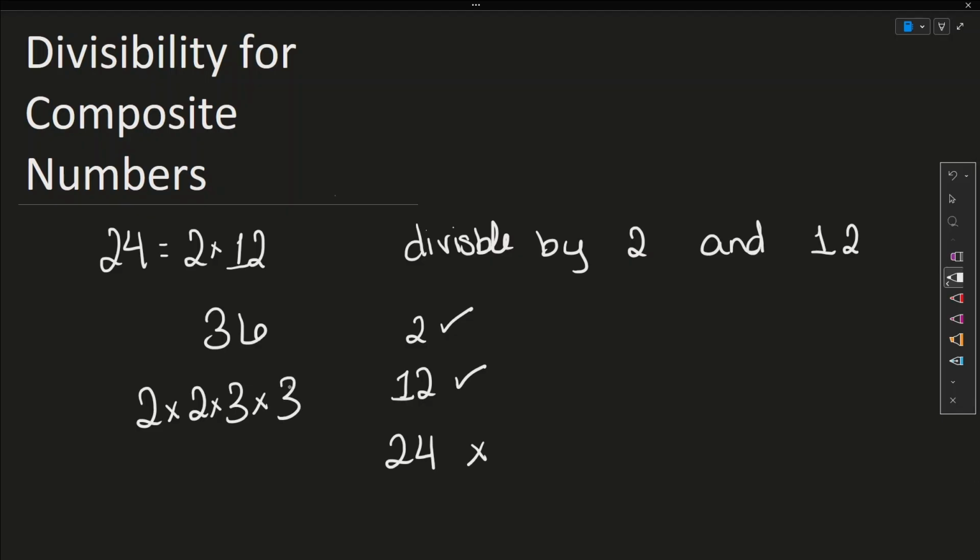So what Bethany needs to understand to make a divisibility rule for a composite number such as 24 or 18 that always works, she needs to understand the prime factorization of the number. That's the big idea.